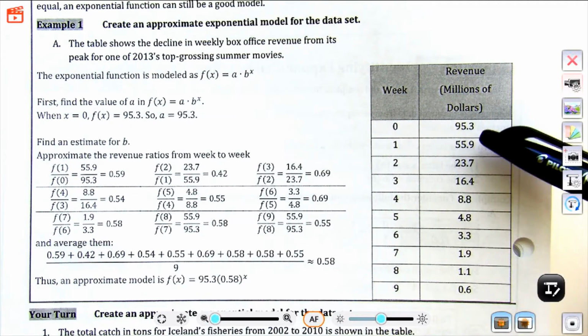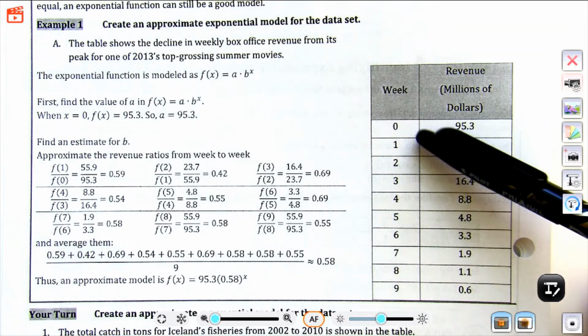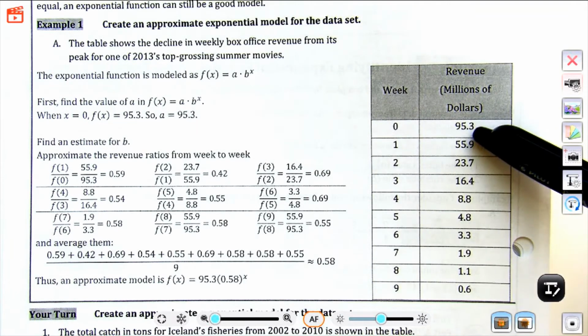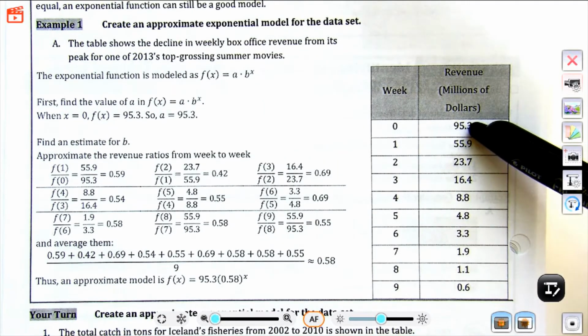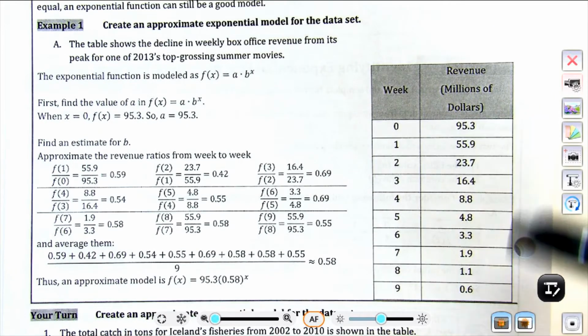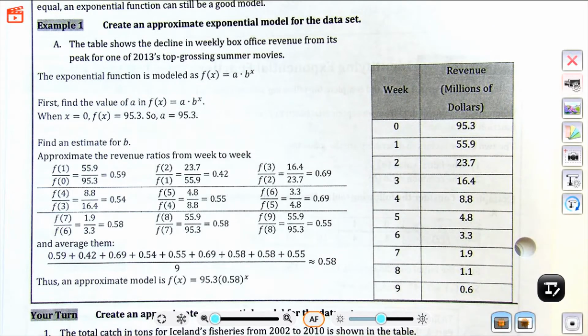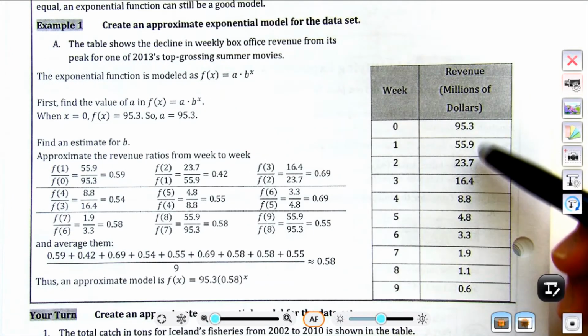And we know that A is equal to 95.3 because when x is 0, that's what A is. So we know what A is. But what happens when we're trying to find B? When we are trying to find the common ratio, remember that we divide the second y by the first y, the third y by the second y, and then we have all these values.